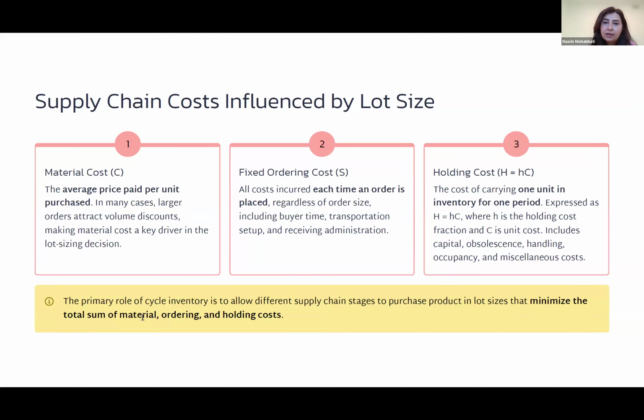So the goal of cycle inventory is to help decide the best amount to order, because if we order less, we lose some money, but holding cost is low. But if we order more, holding cost will be higher, but again, we will be able to use the economies of scale in ordering. So there is this trade-off, and in this lecture we are trying to figure out how we can minimize total cost, which is the summation of all these three costs in ordering and keeping inventory.